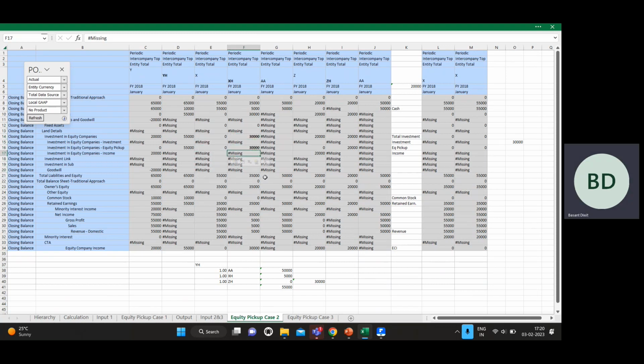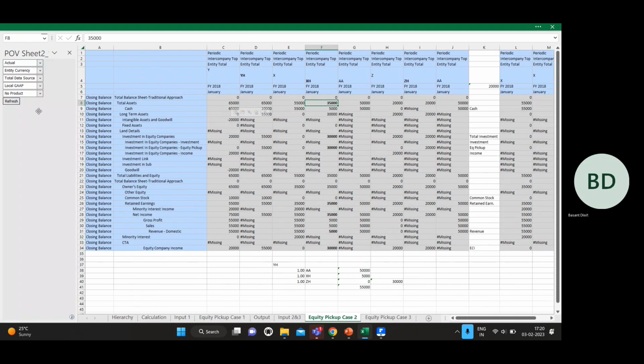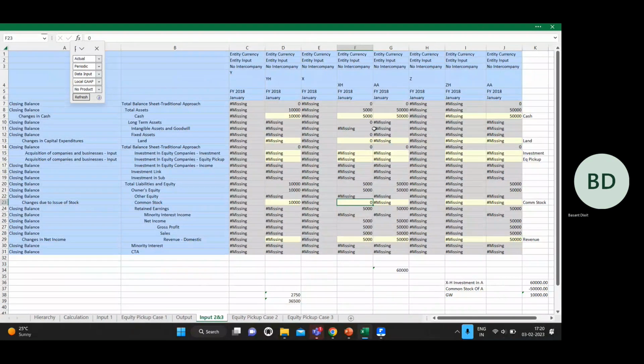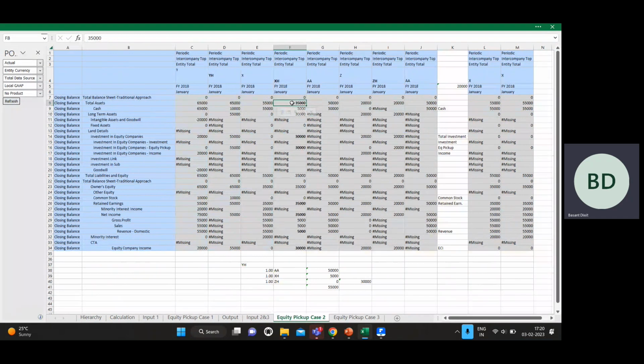So what you can see here is that at the holding level, at the equity pickup, 30,000 is coming, and the revenue of XH company itself is coming as 5,000, rolling up to net income. And how is the 30,000 coming? It is coming because the equity company income is the child of retained earnings. So in total it is coming as 35,000, and the same figure of 35,000 is coming in the total assets, because 5,000 was only in the input sheet. We put this 5,000 plus the 30,000 income which is coming. So it is totally balanced at the top level of the balance sheet hierarchy.